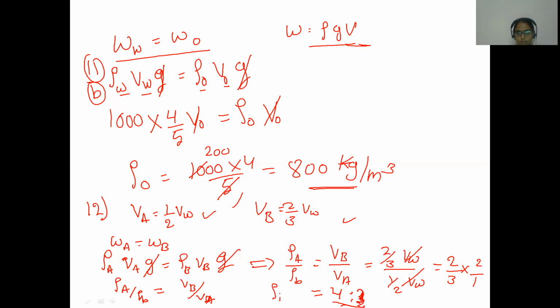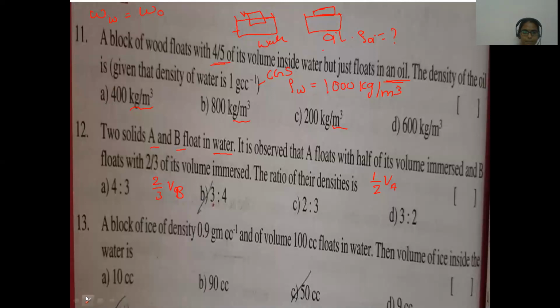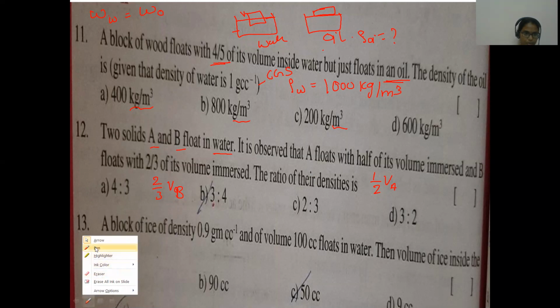So the ratio of densities of A and B will be equal to 4 is to 3. Okay, children, let us check the answer is correct. It is actually the 12th one, children. The answer is A. This is the correct answer, not this one. Follow this. Answer A, 4 is to 3 is the correct answer. I hope this is clear, children.